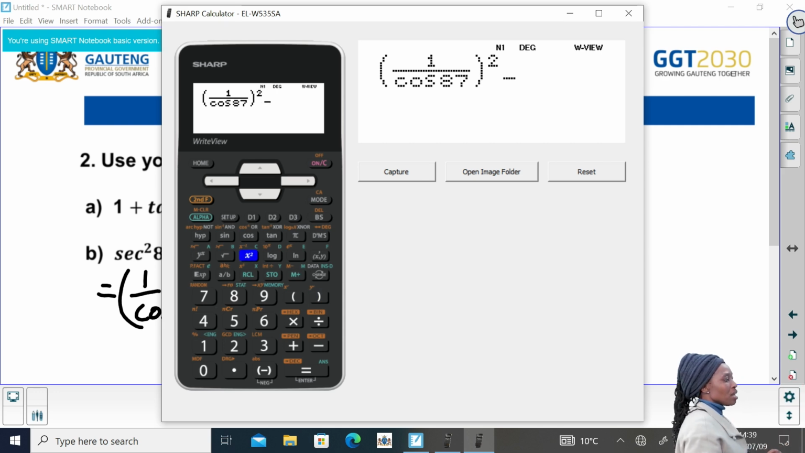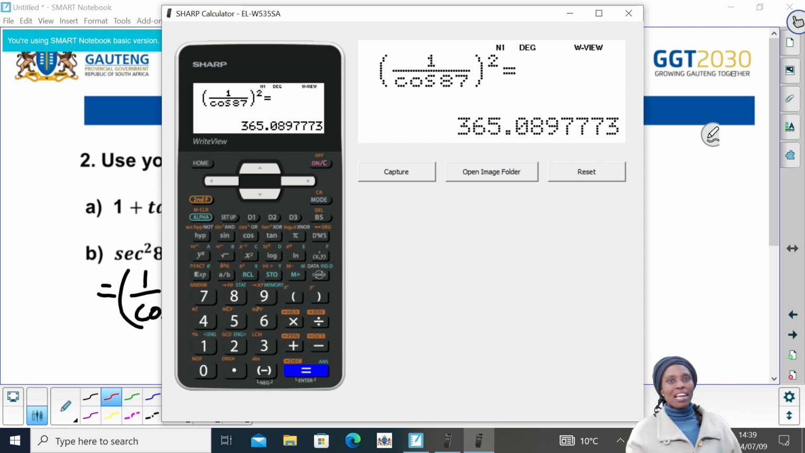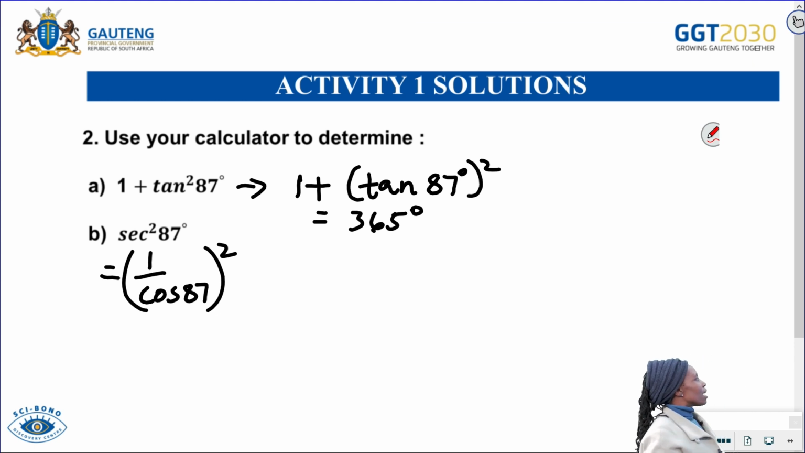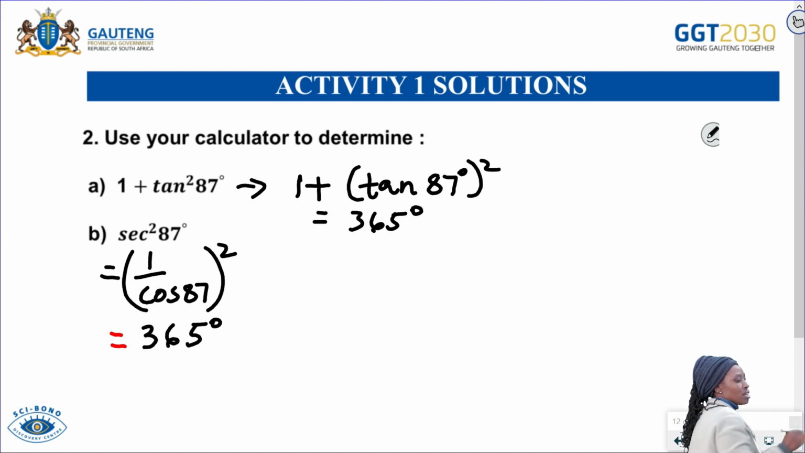That's how you do it. Don't lose marks for free. These marks are for free. And it gives you the same answer as 1 plus tan square theta, tan square 87. So it means they are equivalent to each other. It tells us that sec square 87 is equal to 1 plus tan square 87, because we get the same answer, which is 365 degrees.